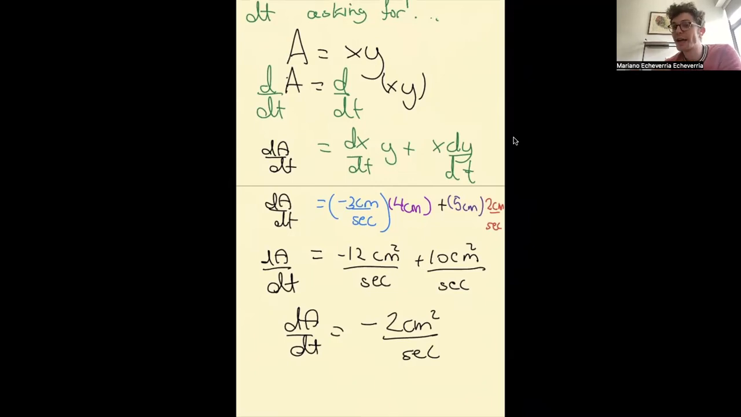So notice that in these types of applied problems, it's useful to keep track of the units, because area has units of length squared, right? If we are measuring the length in centimeters, that's why we are getting centimeters squared. And time has units of, for example, seconds. So centimeters squared per second makes sense as the correct units for this rate. Is that okay? Yes, there will be a related rate problem on the exam, correct? Yes.